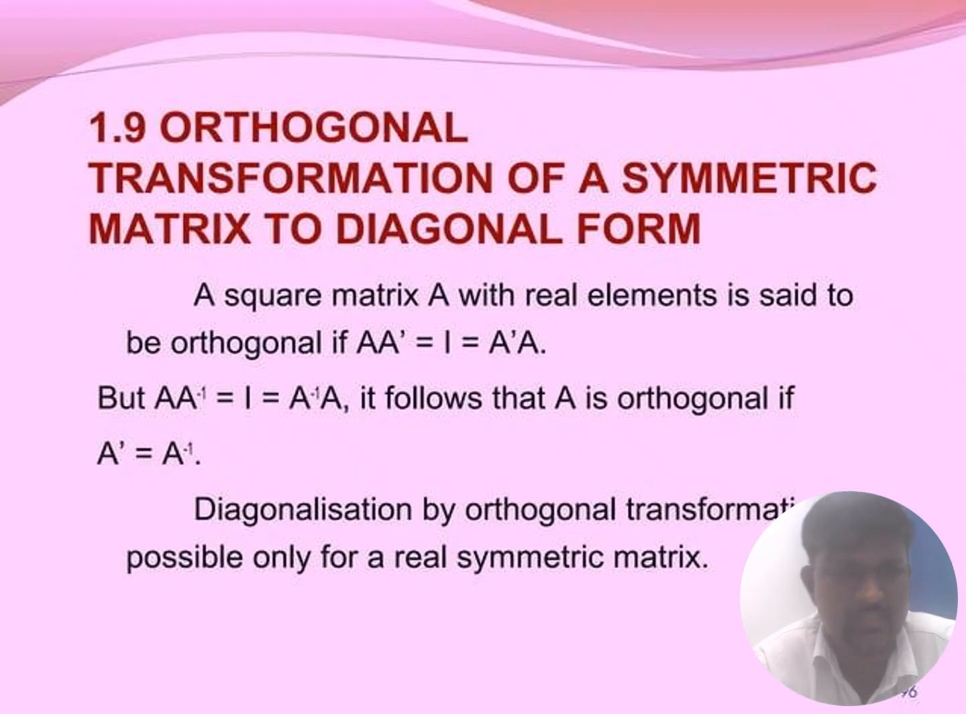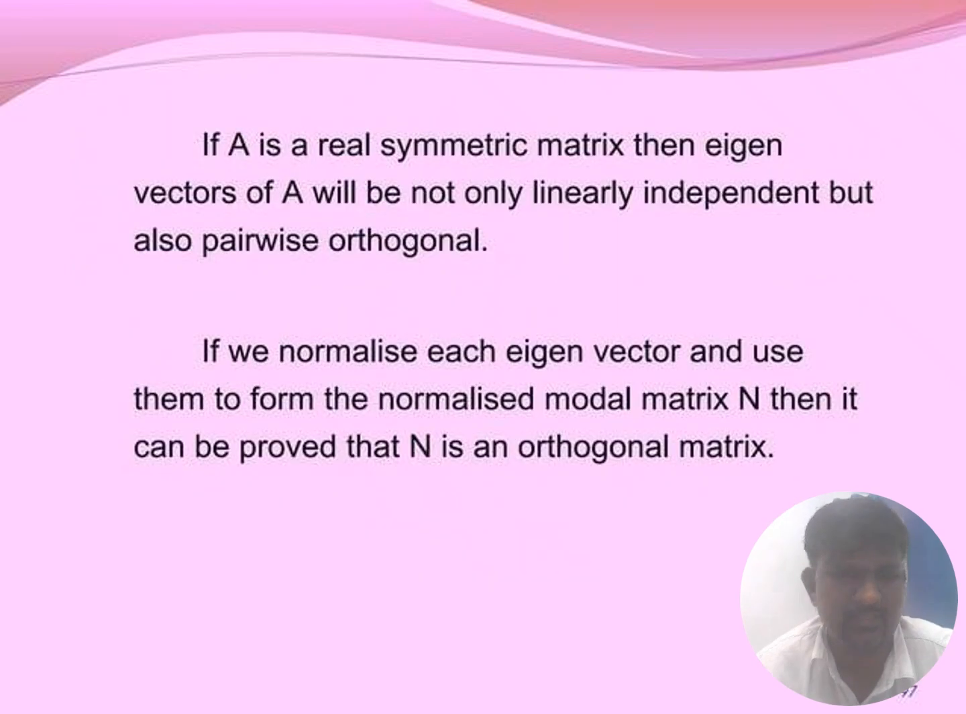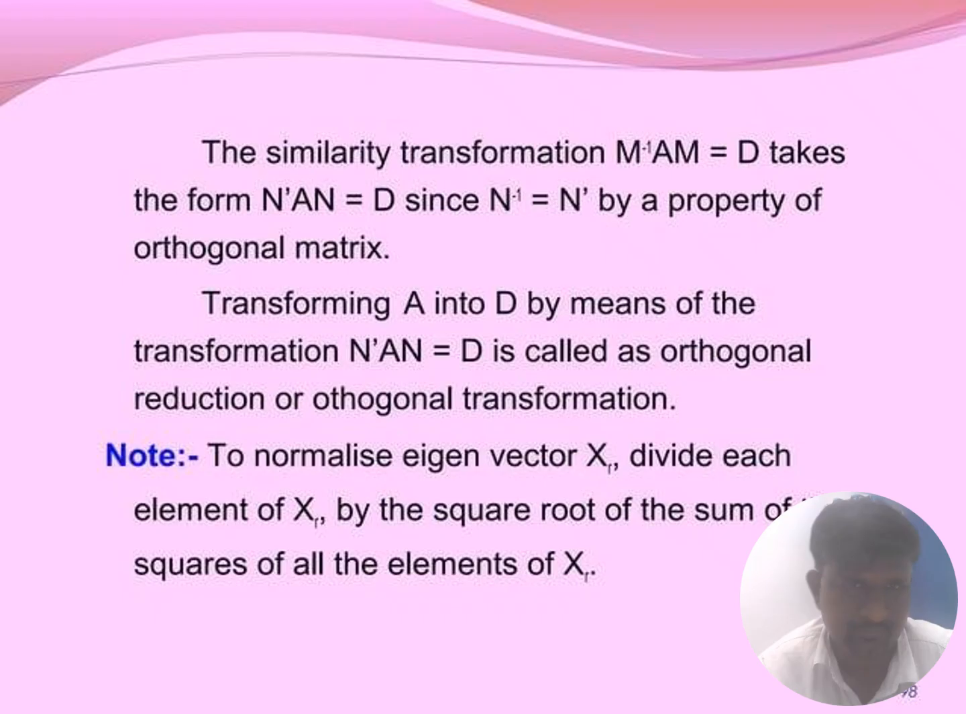Orthogonal transformation of a symmetric matrix into a diagonal form. A square matrix A with real elements is said to be orthogonal if A A inverse is equal to I, which is equal to A inverse into A. So diagonalization by orthogonal transformation is possible only for a real symmetric matrix. Using the formula capital D is equal to N transpose AN, we find the diagonal matrix for the given matrix A.